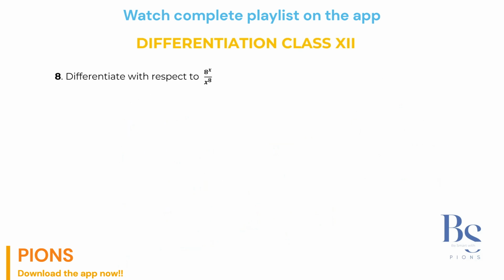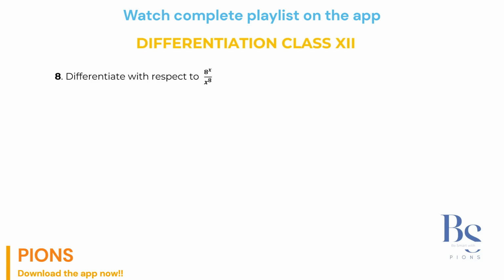Great. Our next question is differentiation with respect to x only: 8 raised to x upon x raised to 8. Beautiful problem. Looks very easy, and though it is very easy, students get stuck by looking at this x raised to 8. Now, since we have done logarithmic ones, be very careful. You have to be very particular about which one to choose as logarithmic and which one not to. Let's see that.